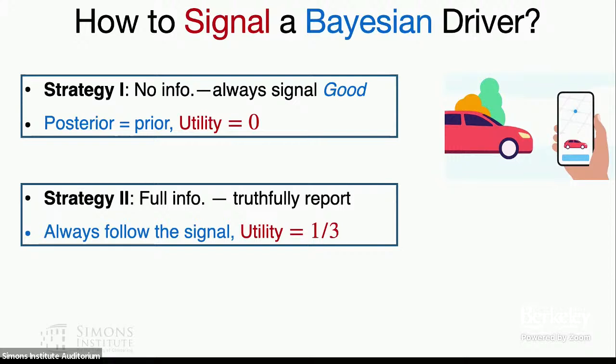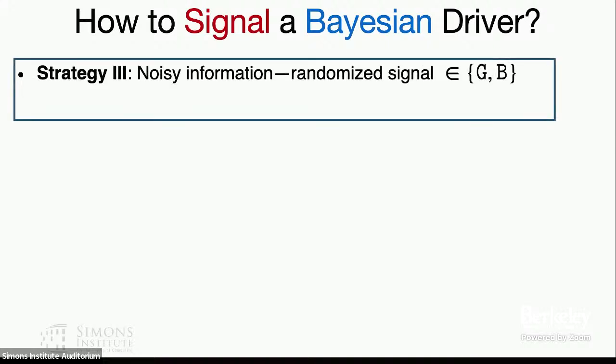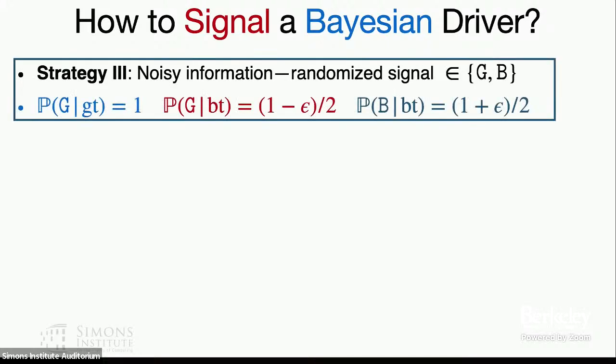That is, if the driver sees G, then she will come to Berkeley and pick up, and otherwise she will just stay at San Francisco and choose not to pick up. Then the utility is just equal to 1/3. So is it possible that we can do better? Actually, there is a way to do better. That is to send noisy information, or we can randomize the signal.